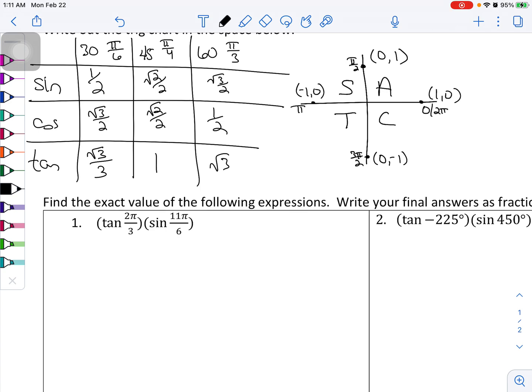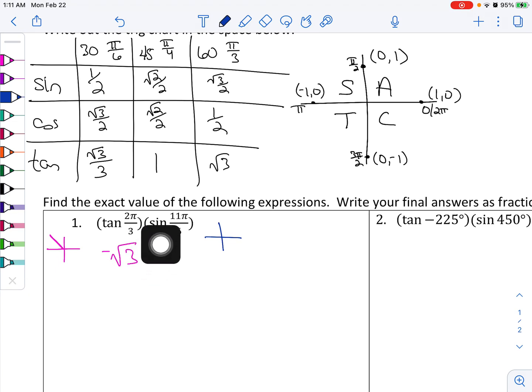Okay, so we're going to use this information and go through 1 through 4. First thing I want to do is figure out the tangent of 2 pi over 3. 2 pi over 3 is in quadrant 2. The reference angle would be pi over 3. So tangent of pi over 3 is root 3. However, in quadrant 2, tangent is negative.